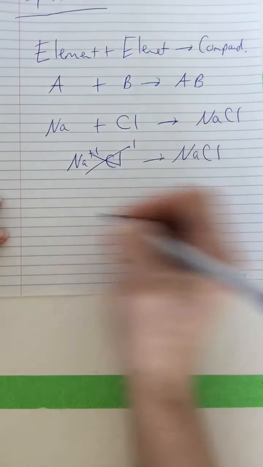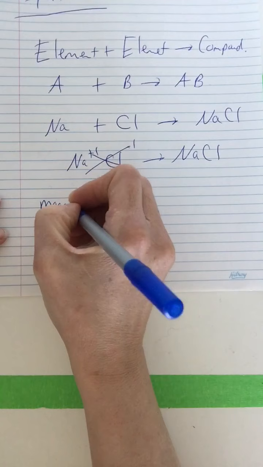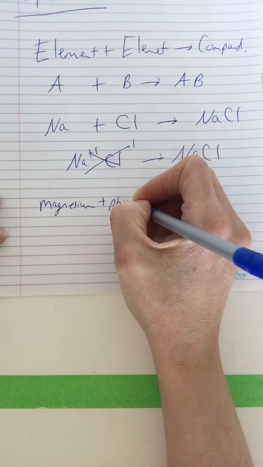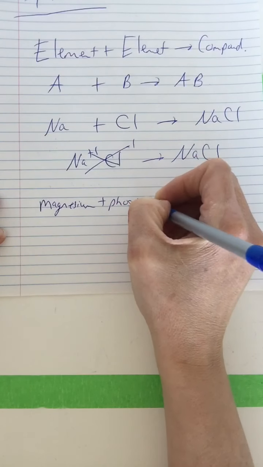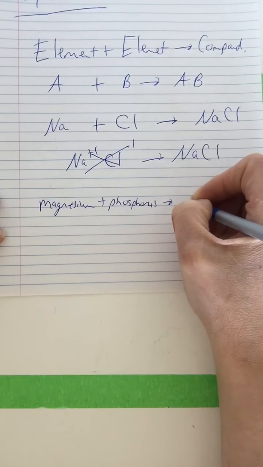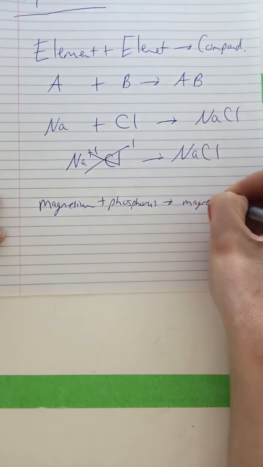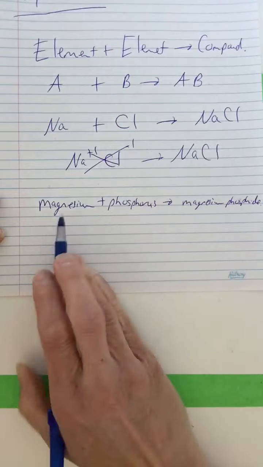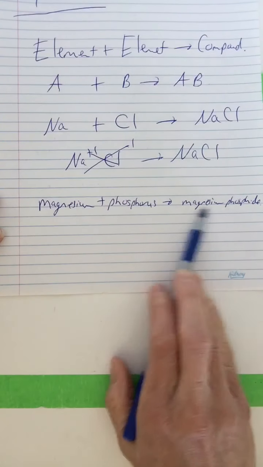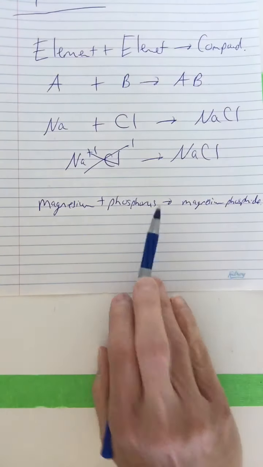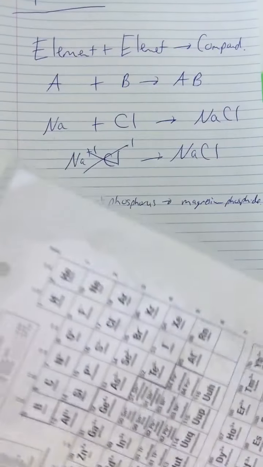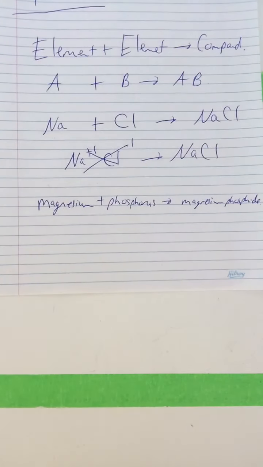So what if I did, I'll write out the words, magnesium plus phosphorus yields magnesium phosphide. This is one, A plus B yields AB. And you guys, this is all in these slides, but just so I can explain it to you a bit better, which is what I'm up to today. I'm just trying to find my periodic table. Sorry, I got it. Here we go.